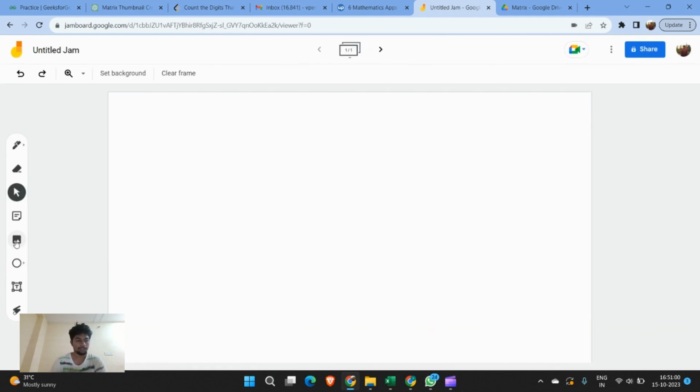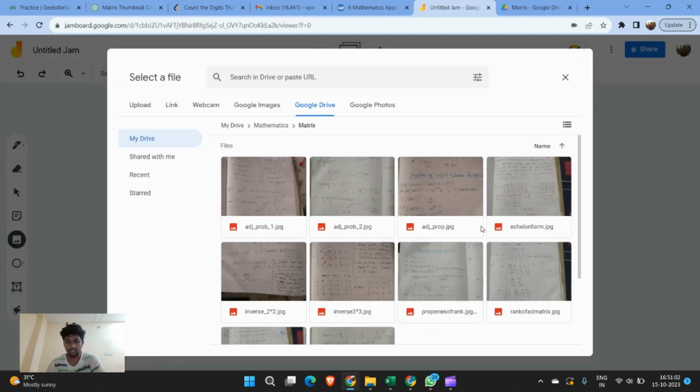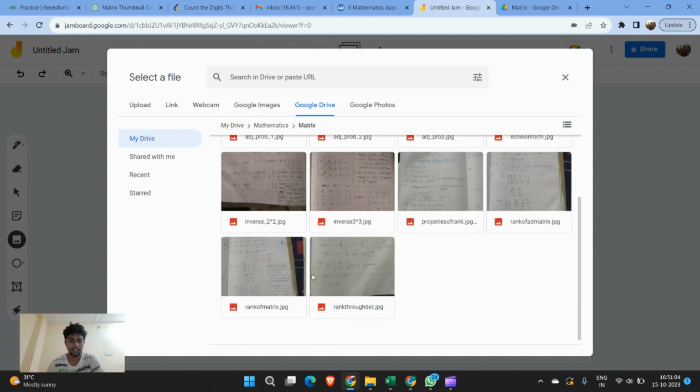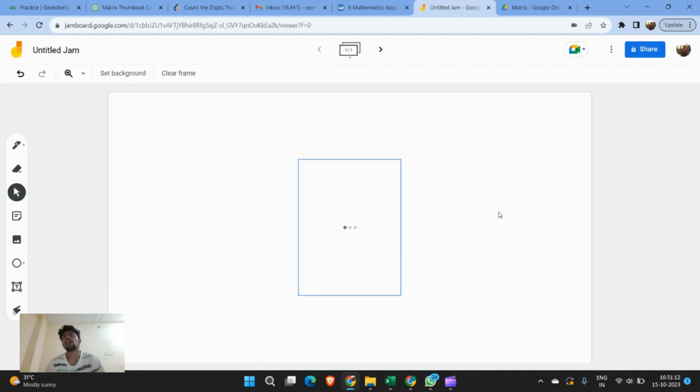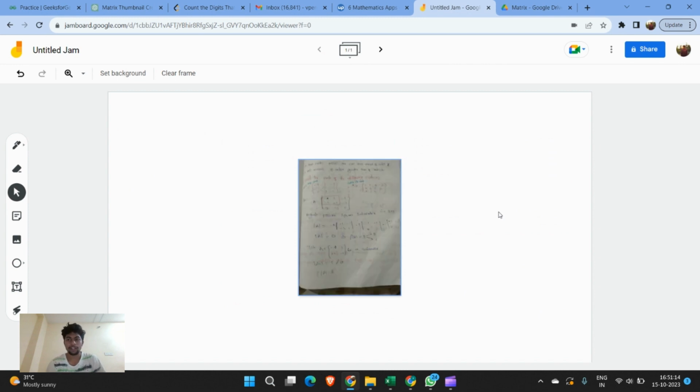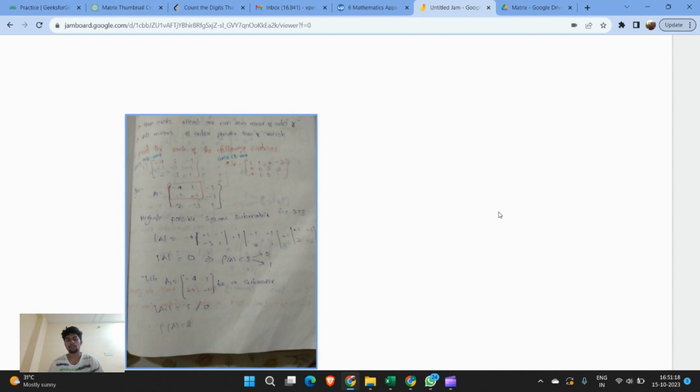Next, we'll figure out the rank of a matrix. There are many ways to find the rank of a matrix. One is the determinant approach. Another one is echelon form. Rank is very crucial in order to solve systems of linear equations, to find whether the system is consistent or not consistent, and to figure out how many solutions the system will give.